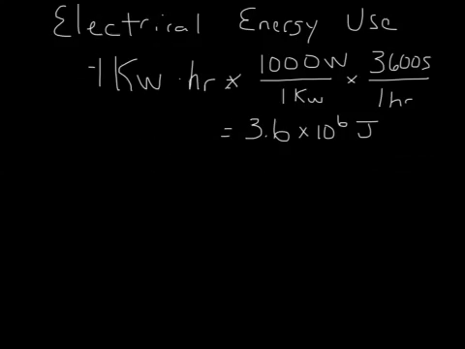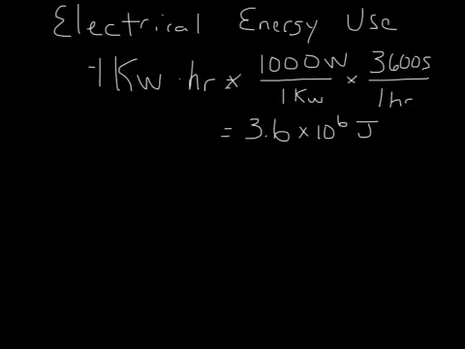So what's the electric company really selling you? Electric companies charge for the amount of energy used. Energy can be calculated by multiplying the power of a device by the time that device is used. The standard unit of energy is the joule, but electric companies charge by the kilowatt hour. So let's see how many joules there are in 1 kilowatt hour. Take your 1 kilowatt hour, multiply by 1,000 watts per kilowatt, multiply by 3,600 seconds in 1 hour, and you get 3.6 times 10 to the 6 joules, or 3.6 megajoules in 1 kilowatt hour.